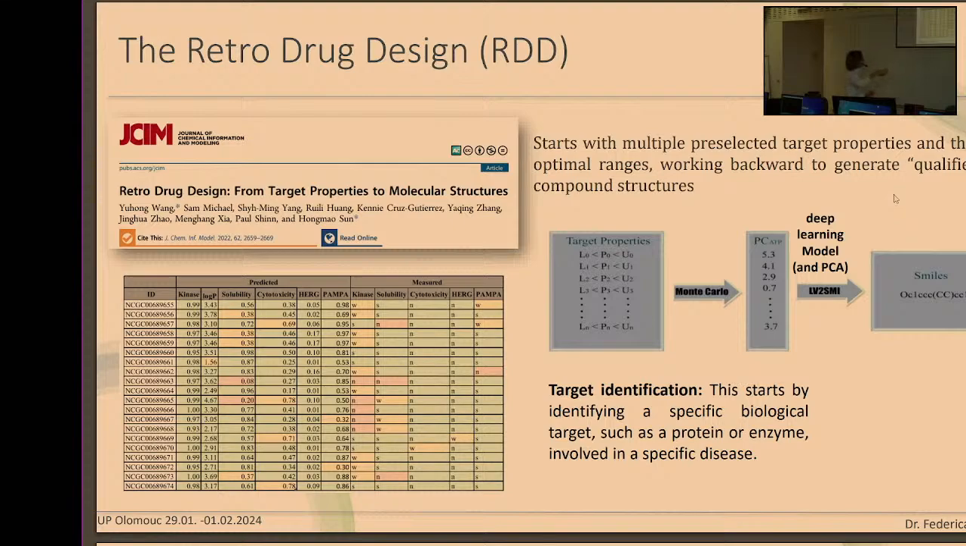As we can see here, these are 20 molecules that were discovered by retro drug design. And we can see some molecular properties of such molecules, and we can see that all the predicted properties of such molecules, like logP, for instance, the solubility, the cytotoxicity, are quite close to most of the measured properties.